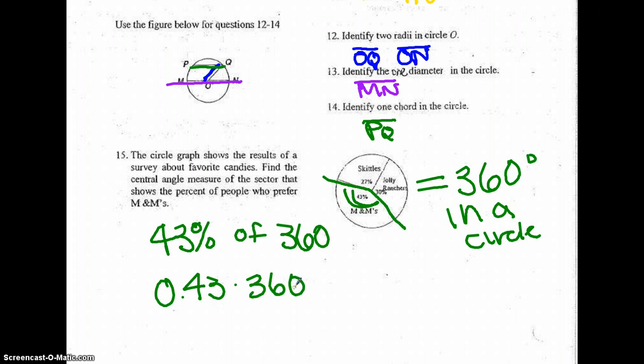And if I get my calculator out, 0.43 times 360 gives me 154.8 degrees. Make sure it's degrees and not percent because you're finding the angle measure.